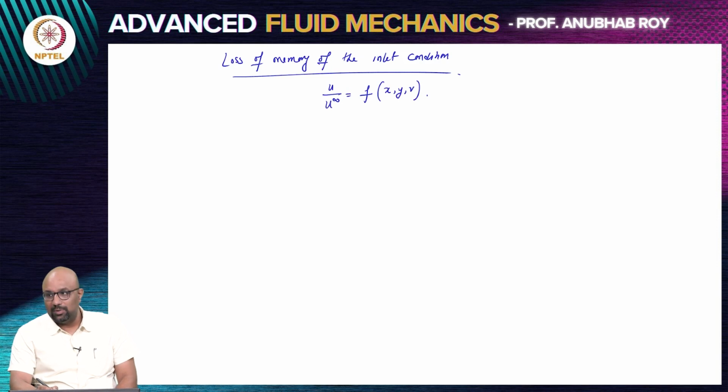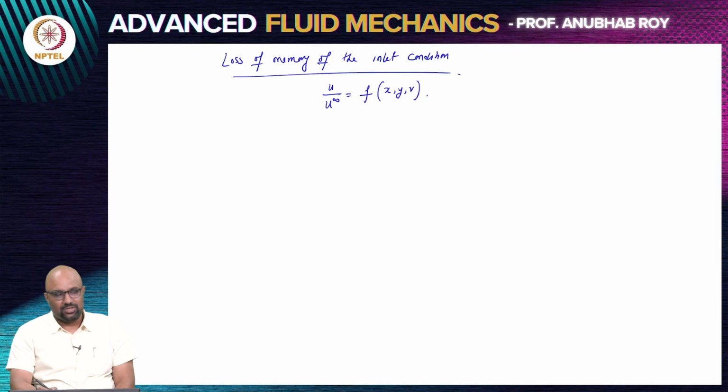Now, if the left hand side is dimensionless, the right hand side should also be dimensionless. Is it possible to construct a dimensionless variable using what I have inside the bracket: x, y and the kinematic viscosity?